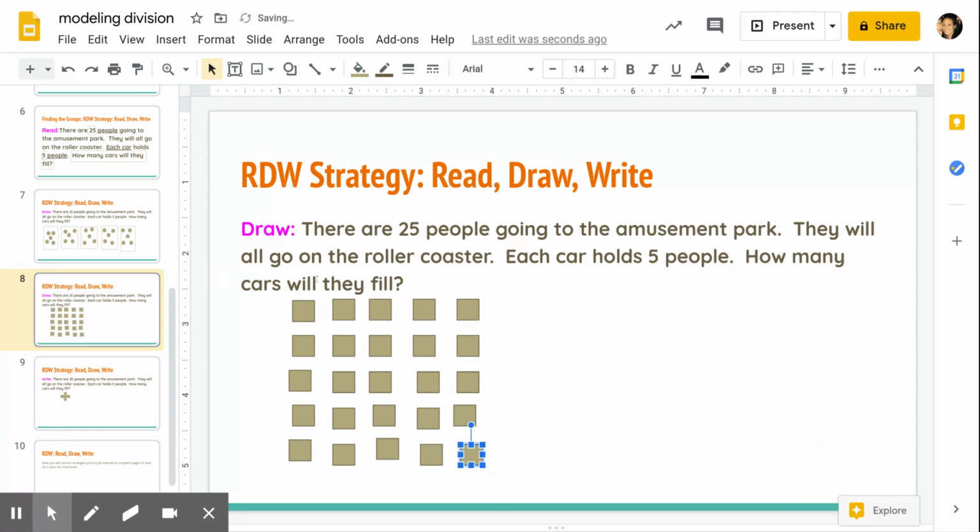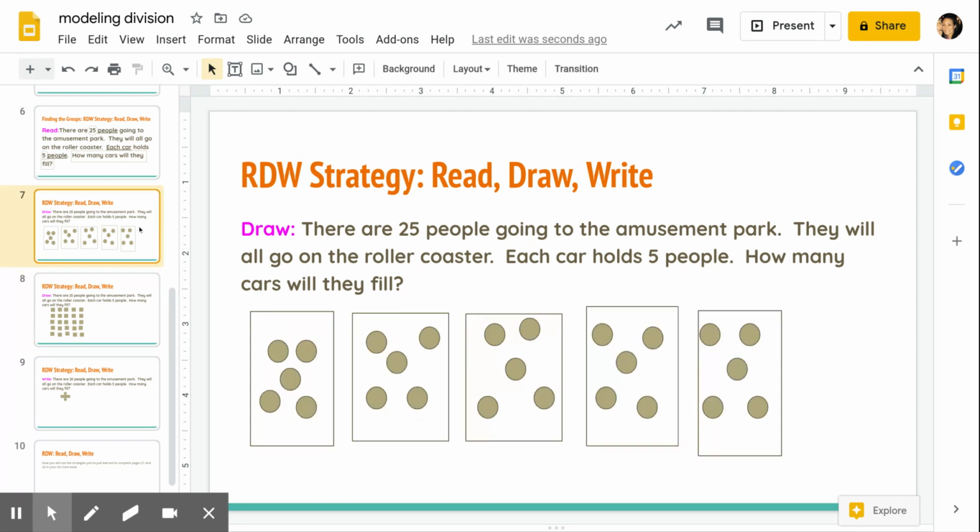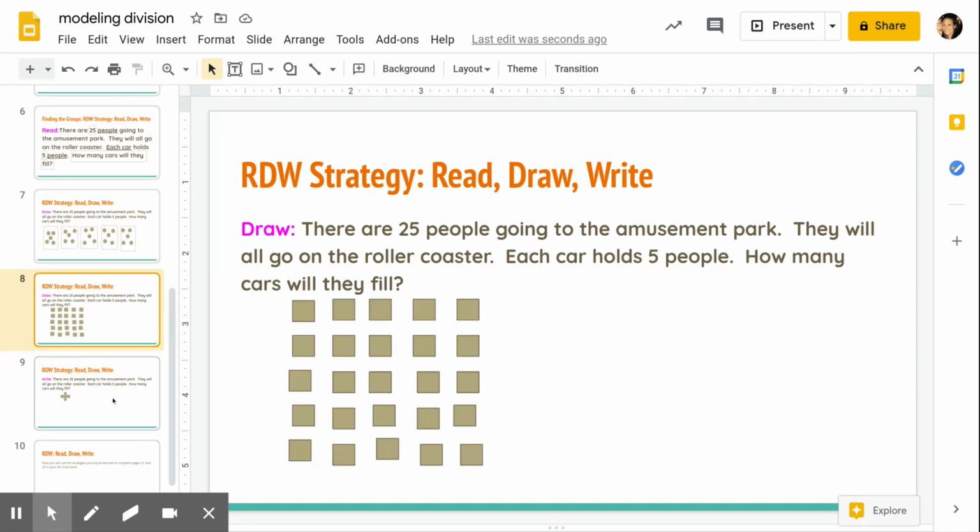We knew how many were in each. There were 5 in each. So now we count the groups. Remember, the rows are the groups. 1 row, 2 rows, 3 rows, 4 rows, and 5 rows. So we drew it in 2 ways. First, we started by putting 5 in each group and boxing up the groups. We also used an array.